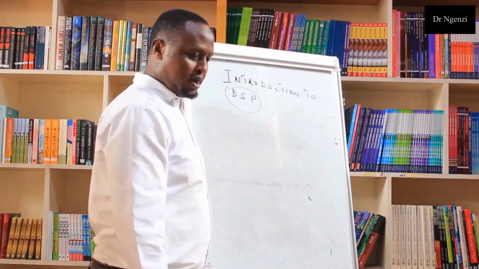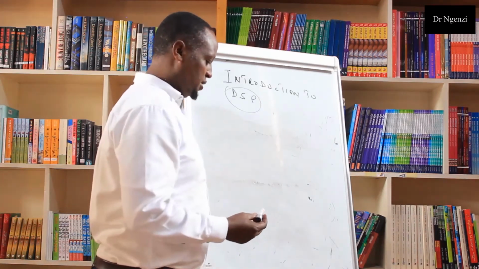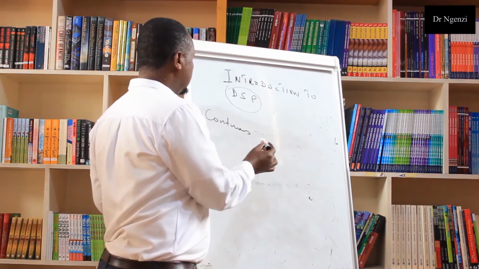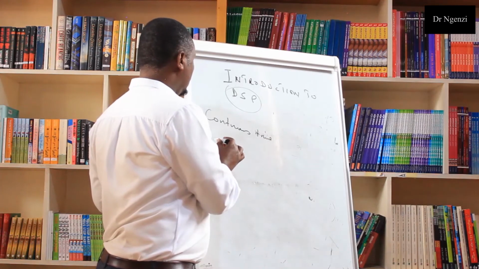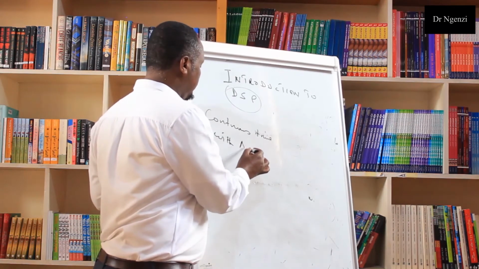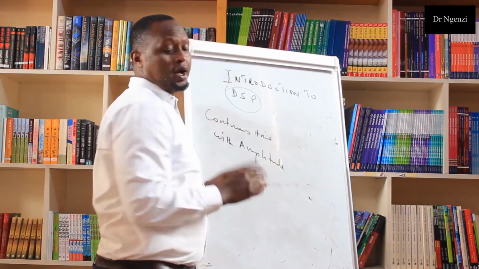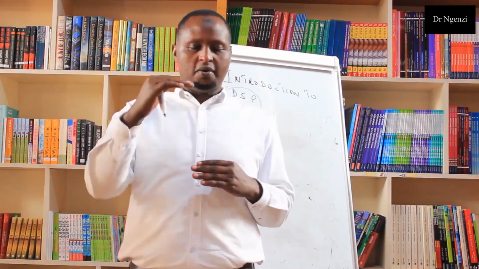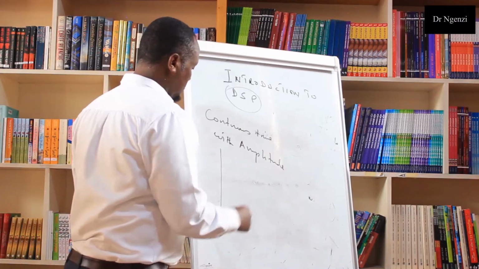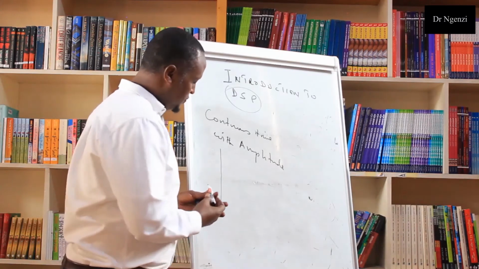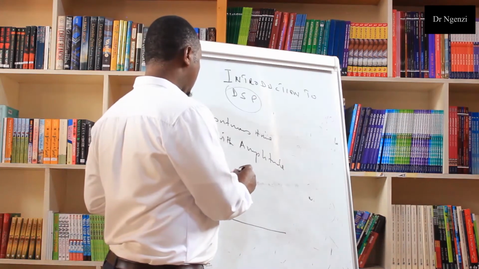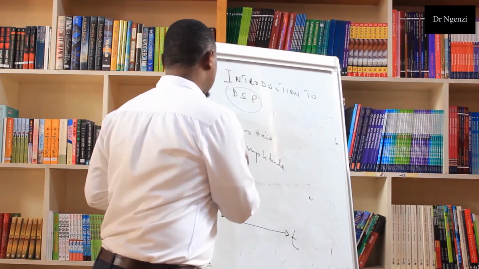As we continue on how we can present our signals, first of all, remember on the classifications we talked about continuous time signals. Here we are going to begin with a continuous signal with amplitude. Remember, the amplitude looks like a size. I mean, at which level are you going to measure your signal? Suppose you have a graph like this, with time here, then you put amplitude here. Then you begin measuring.